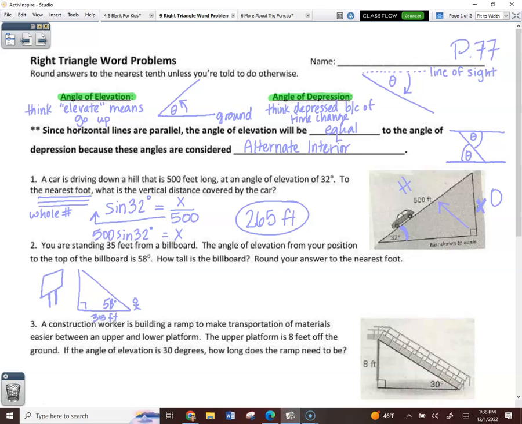I know it's hard to draw a picture from the blank page, but if it's an angle, it goes inside the triangle. And there's only 2 possible spots. Because it says elevation, it goes in the bottom to imply that you would be looking up. All right, and then it says how tall is it, which means my X is here. So which trig function is this? Tan.